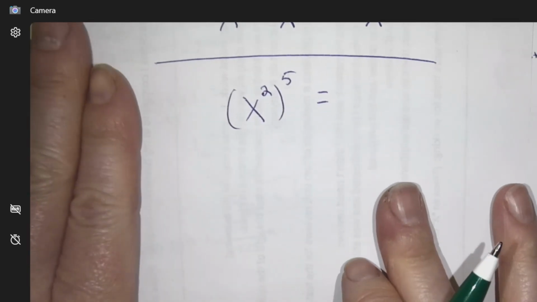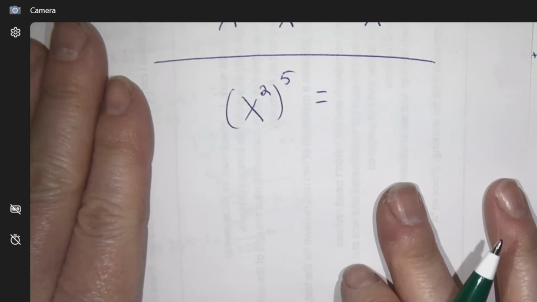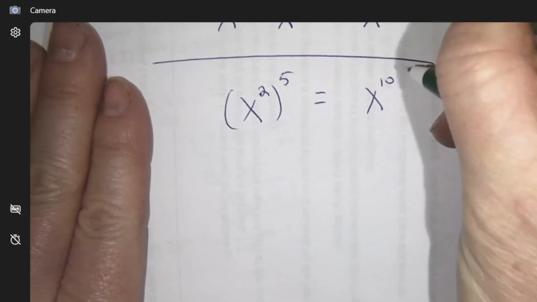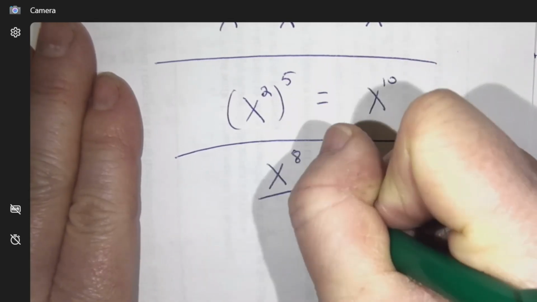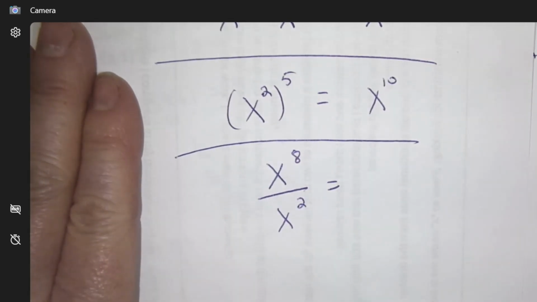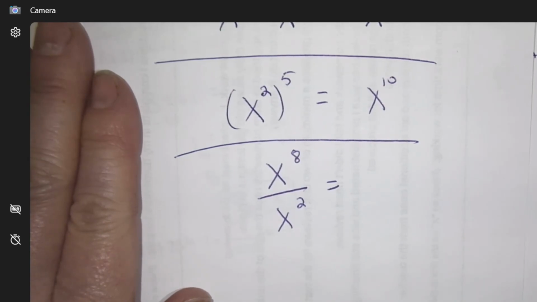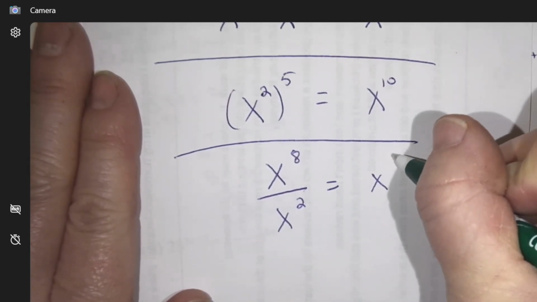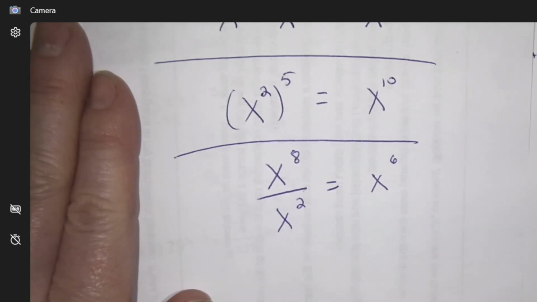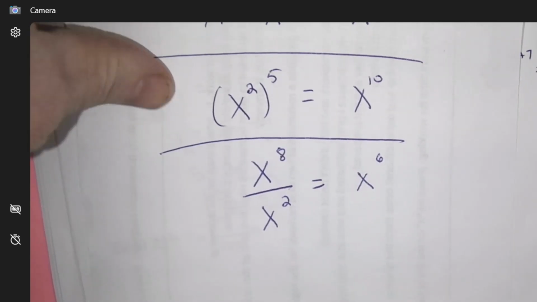Do you remember this one? 10, yeah. So now you times. Do you remember that one? Then you subtract. Yeah. Okay? Got that kind of stuff? That was from grade 10.